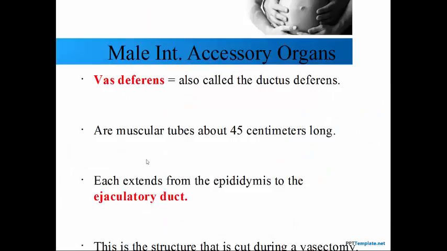And each testis has one, a vas deferens, and they will extend from the epididymis to what's called the ejaculatory duct. It's this duct where all the material that will be ejaculated out kind of meets to be ejaculated outside of the body at this duct. Now, the vas deferens is also the structure that is cut during a vasectomy. That's why I refer to the structure as the vas deferens as opposed to the ductus deferens. People are more familiar with the term vasectomy versus vas deferens versus ductus deferens.